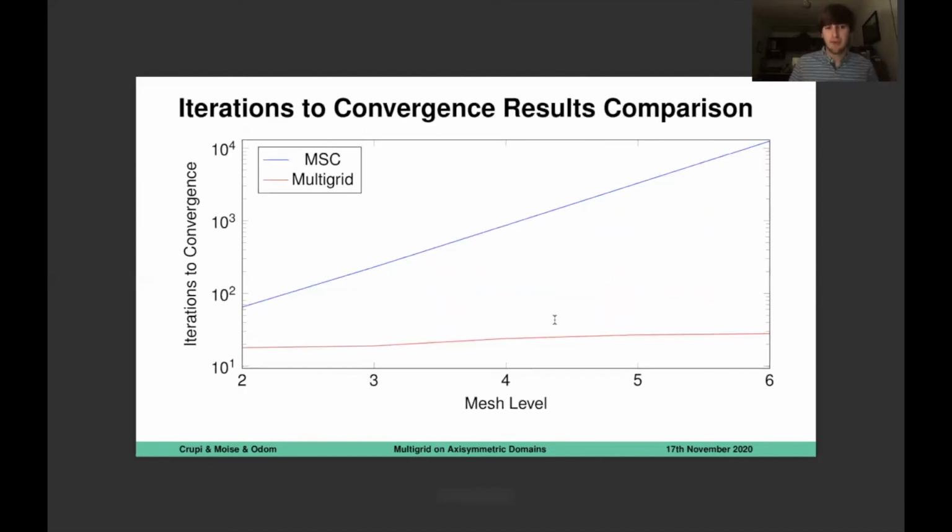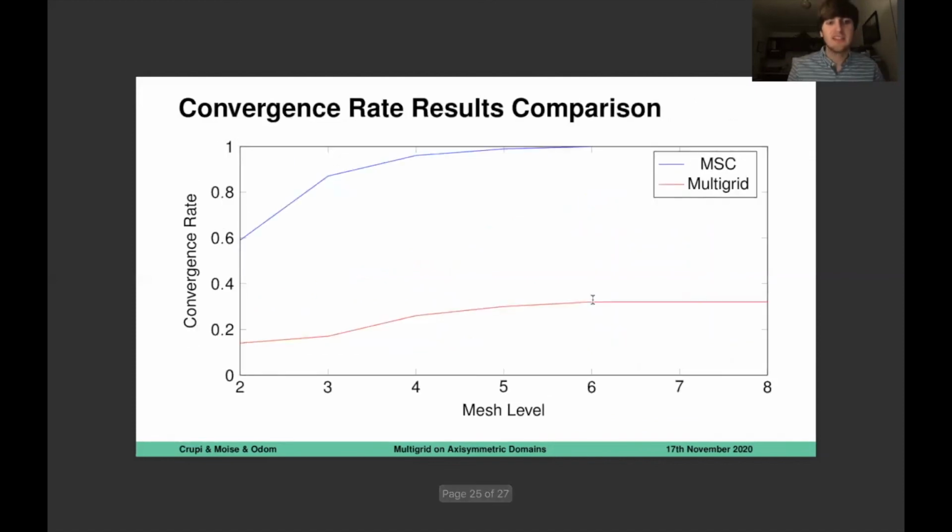Next, we compared them graphically. This is a logarithmic graph. The blue line here is the multiplicative subspace method, and on the bottom, we have the multigrid method. So it stays constant, and then the MSC method grows linearly in a logarithmic sense. And then next, we compared the convergence rate. Note that this is not a logarithmic graph, but the multigrid method stayed virtually constant, whereas the MSC method increased up to 1.